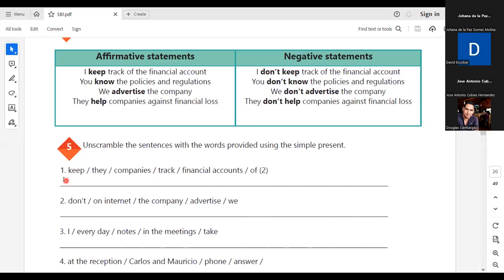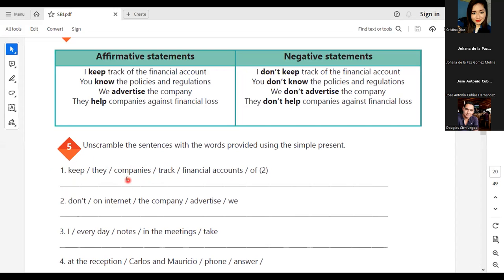Mantener, no. Mantener, no mantener, tener. Pero, ¿qué es? ¿Un sujeto, un verbo, un auxiliar? Es un verbo, ¿right? Entonces, exacto. Por lo tanto, no es la primera palabra, ¿right? So, they, sí, es un sujeto. Entonces, esto va al inicio. They keep track of.